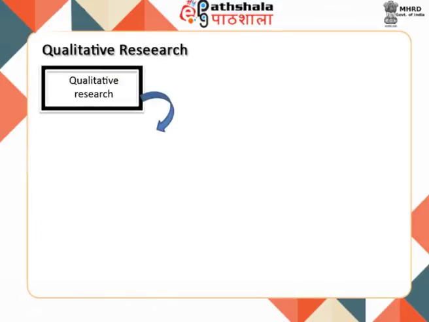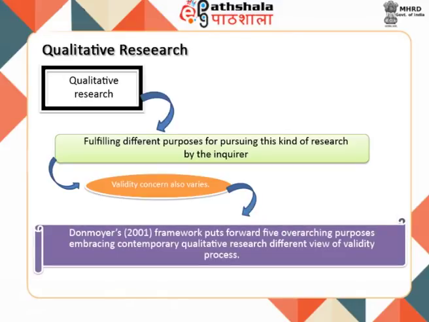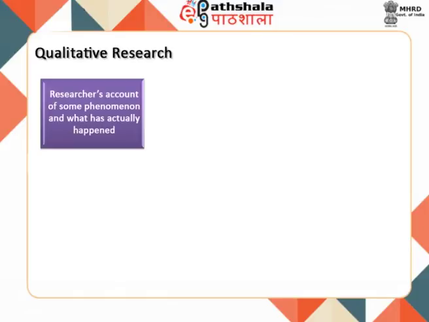Qualitative research works towards fulfilling different purposes for pursuing this kind of research by the inquirer. Going by the different purposes for undertaking the research, the validity concern also varies. Don Moyer's framework puts forward five overarching purposes embracing contemporary qualitative research and different views of validity process related to each purpose. The truth-seeking tradition of qualitative inquiry believes there should be correspondence between a researcher's account of some phenomena and what has actually happened or been construed to happen.